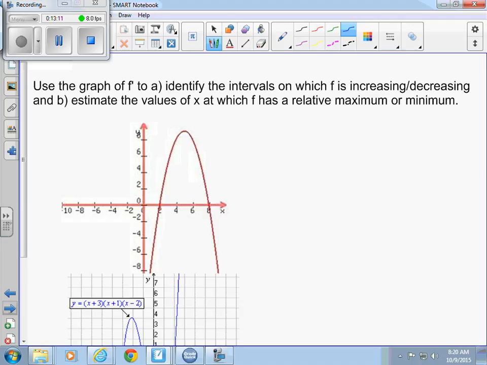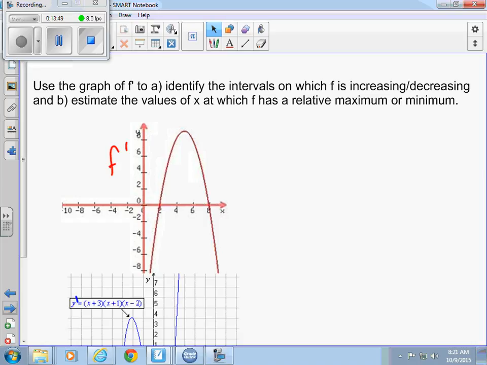Okay, this is an interesting question. This says use the graph of f prime. So this is the graph of f prime, so it's this one down here. Use the graph of f prime to identify intervals where f is increasing and decreasing, and estimate the values where f has a relative maximum or minimum. In a couple months, you will do this without drawing a sign chart or anything. You'll just look at it and go, oh, I know the answer. But for now, this is new to us, so it's pretty tricky.